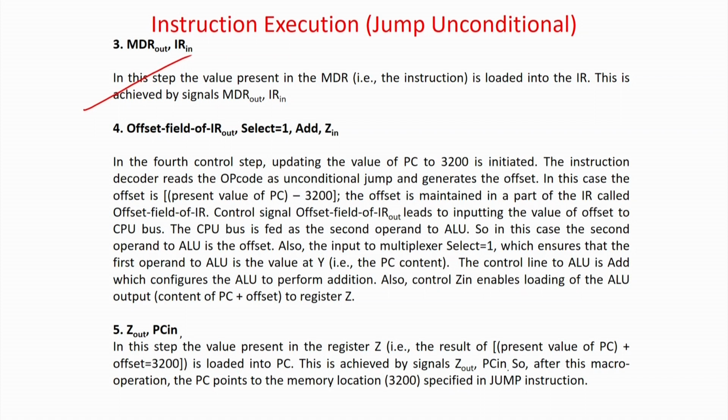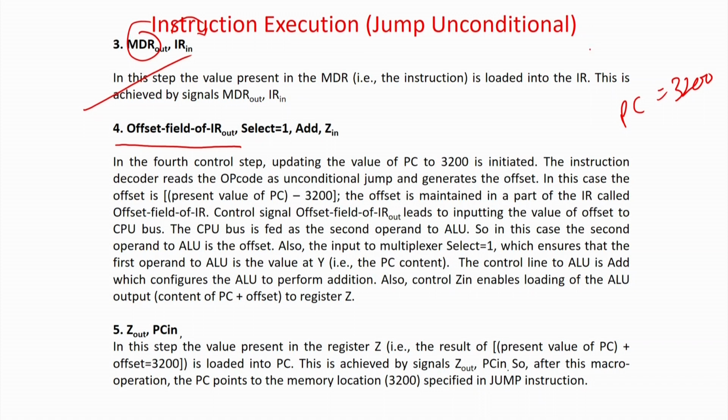So you dump the value of the memory data register to the instruction register. That is, the instruction, in this case jump 3200, is loaded into the instruction register. That is the same as for all instructions, loading the value of the instruction from the memory to the instruction register. This is a new field, a new type of stuff, which we are calling the offset value of IR, because now you have to have the PC loaded with 3200, and we have already seen how we can get it.